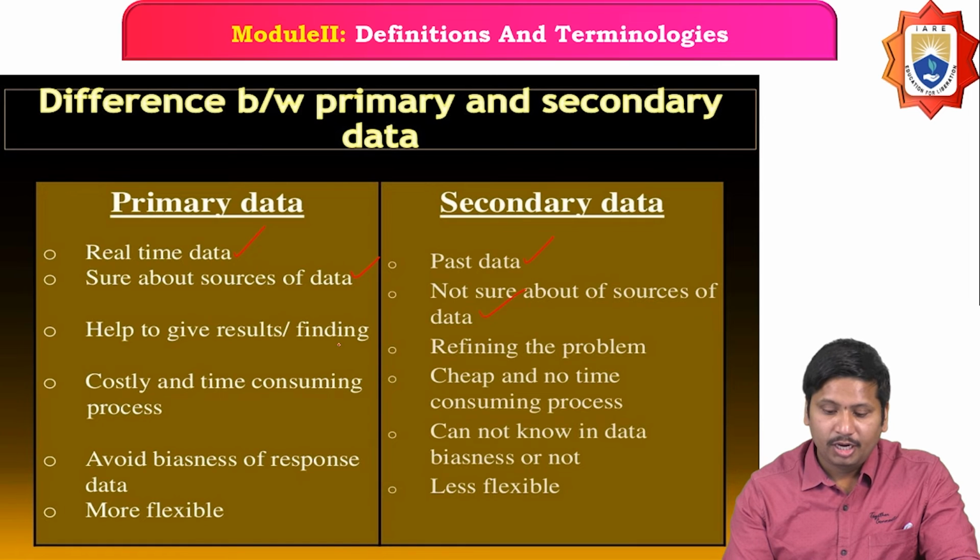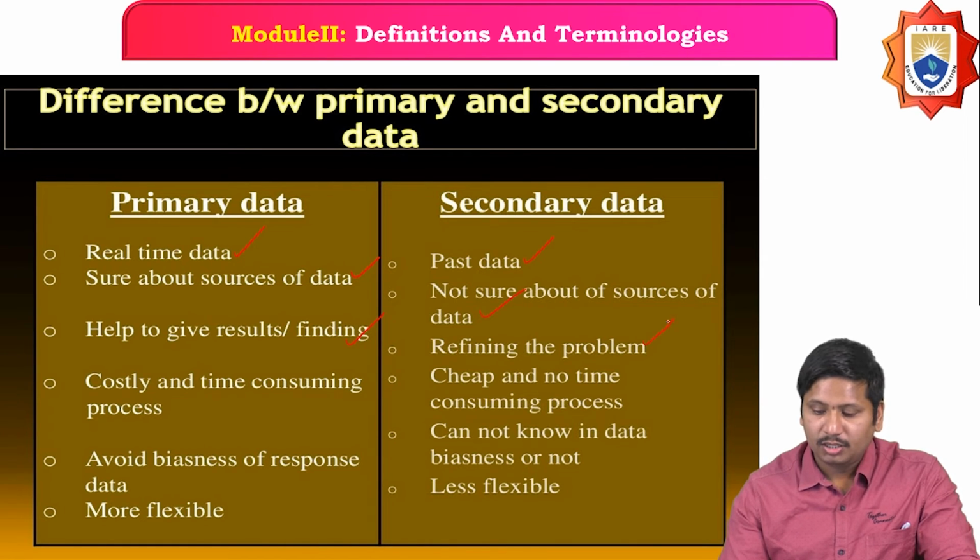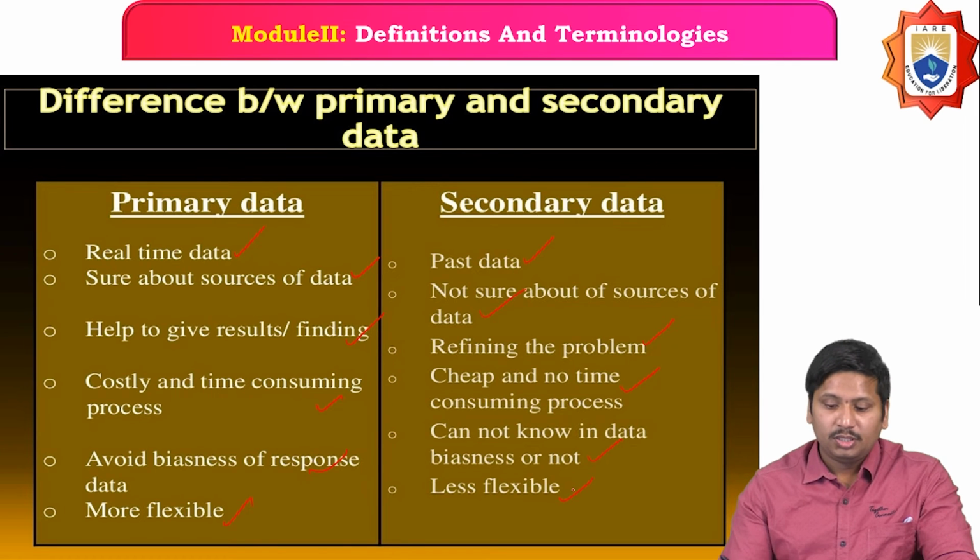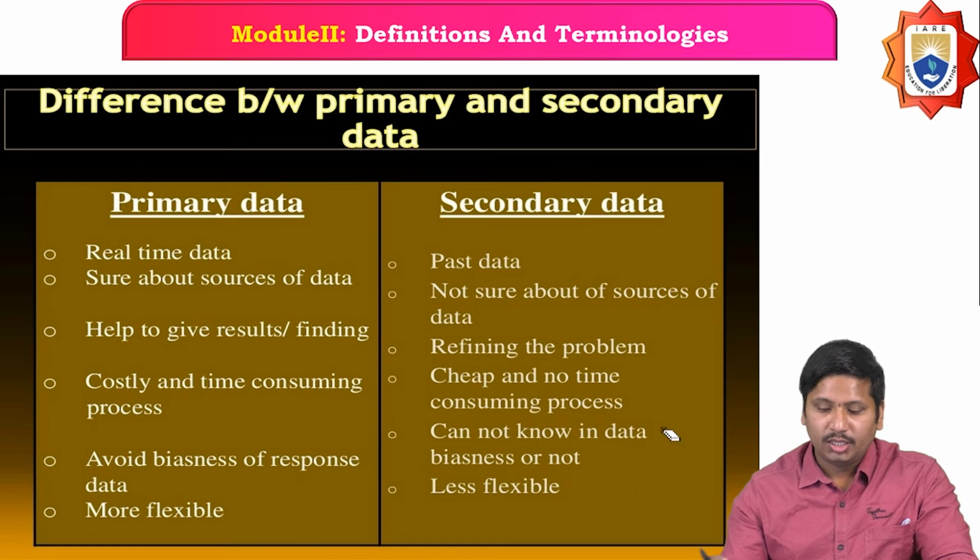Primary data helps to give results and findings, but here you have to refine the problem, and it is a costly and time-consuming process, whereas secondary data is cheap and not time consuming. It avoids bias in response times, but you cannot know whether the data is biased or not, and it should be more flexible, versus less flexible. These are some of the differences between primary data and secondary data.